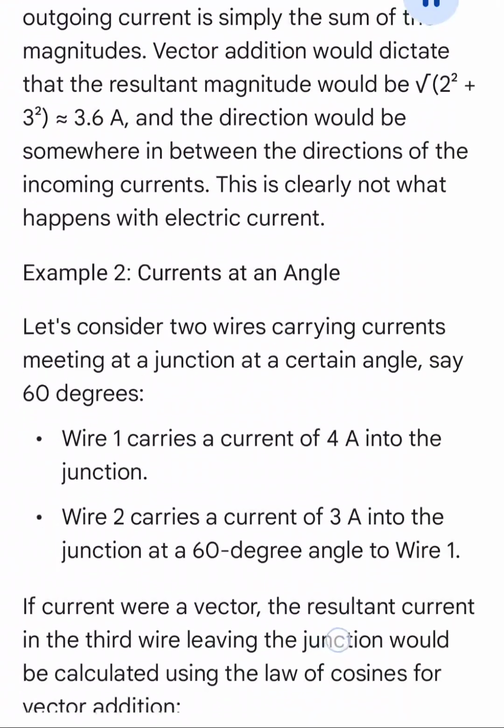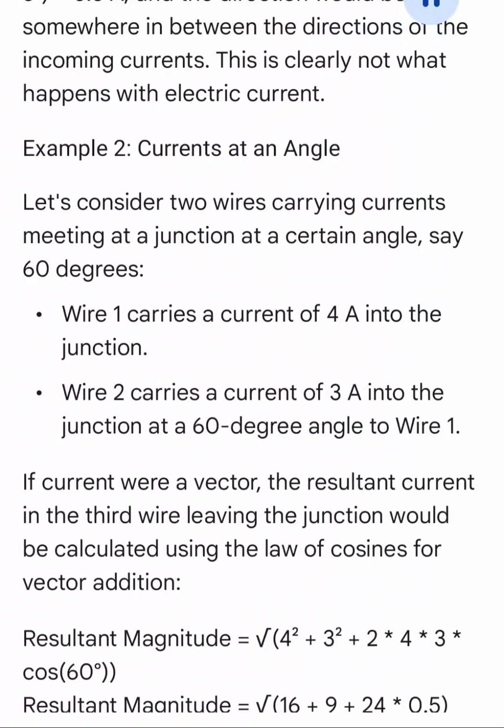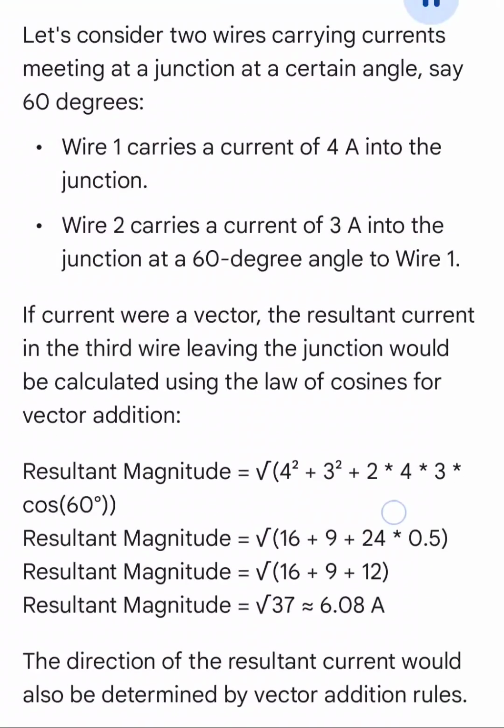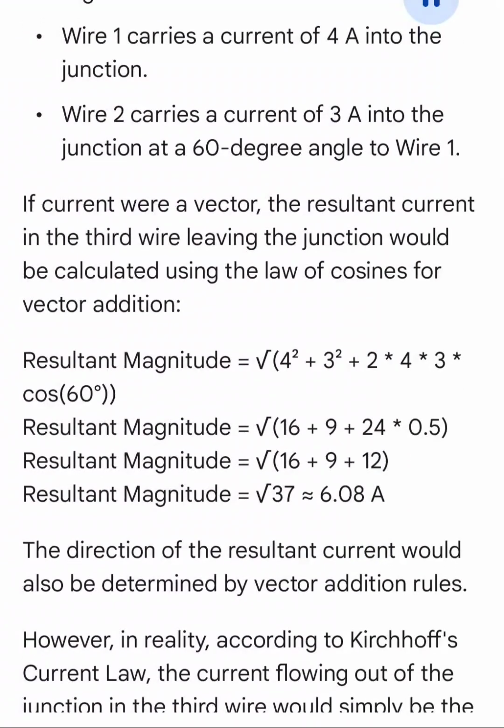Example 2. Currents at an angle. Let's consider two wires carrying currents meeting at a junction at a certain angle, say 60 degrees. Wire 1 carries a current of 4A into the junction. Wire 2 carries a current of 3A into the junction at a 60-degree angle to wire 1. If current were a vector, the resultant current in the third wire leaving the junction would be calculated using the law of cosines for vector addition.